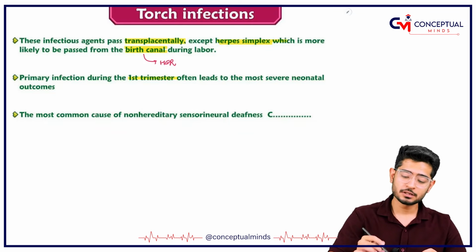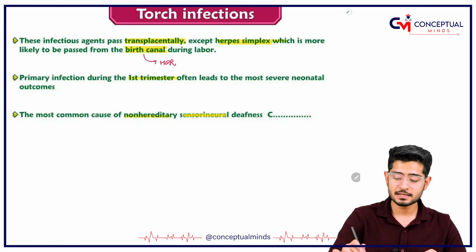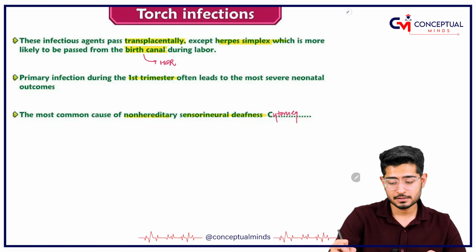And I think I have told you that the most common cause of non-hereditary sensory neural hearing loss is going to be Cytomegalovirus.